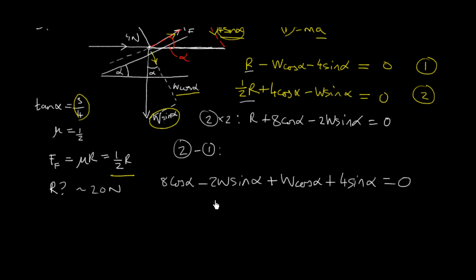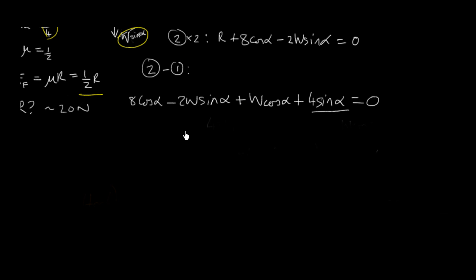Okay, so I have W cos alpha here minus 2 W sine alpha equals minus 4 sine alpha minus 8 cos alpha. So I've passed everything to the other side that didn't have a W. Now I'll take the W outside.